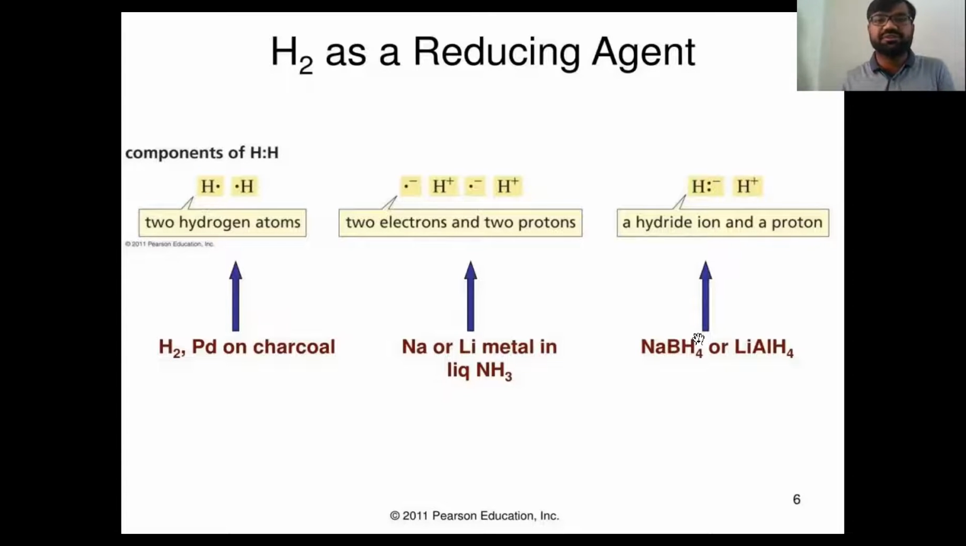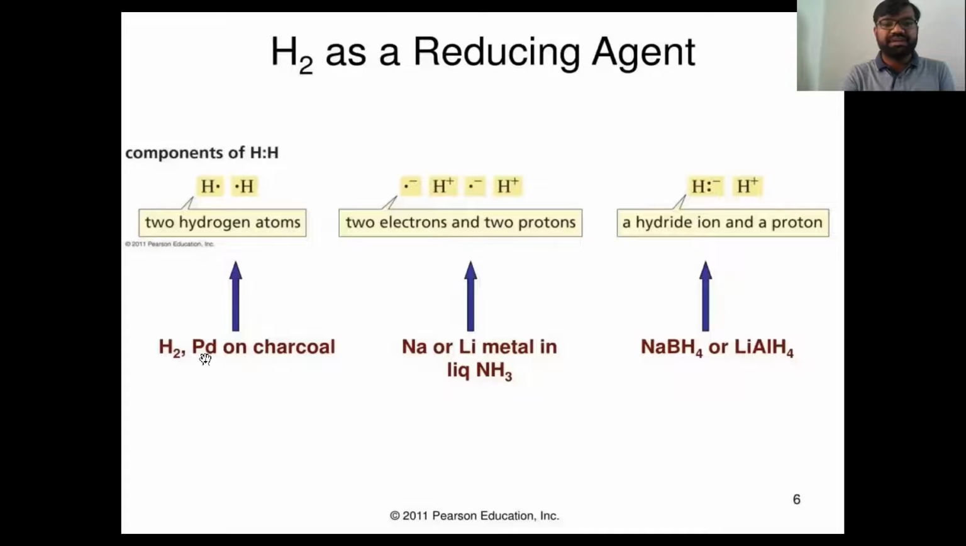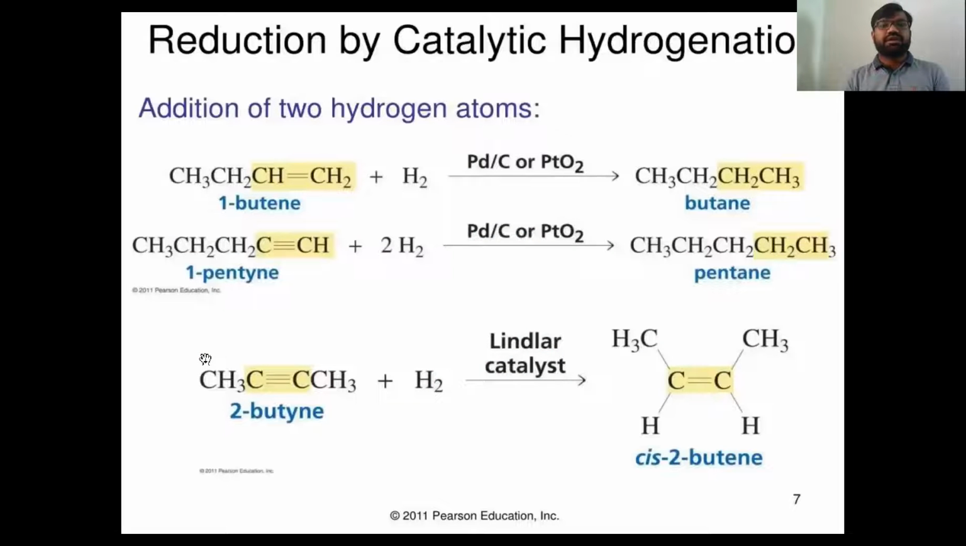A third reaction is also there. We'll visit all these reactions one by one, where hydrogen is used as a reducing agent. Let us first learn the reaction called hydrogen on palladium charcoal, reduction by catalytic hydrogenation. If we dissect the word hydrogenation, there are two terms, hydrogen and addition. Addition of hydrogen is basically called hydrogenation.